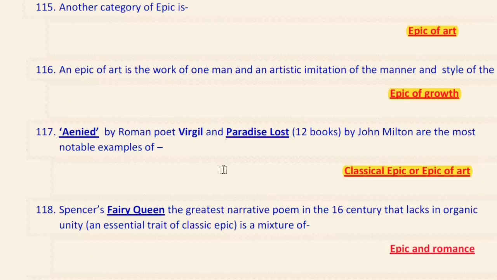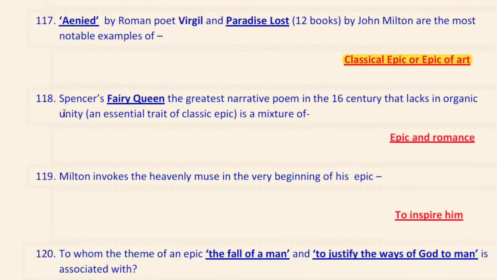Okay, let's see question number 118. Spenser's Faerie Queene, the greatest narrative poem in the 16th century that lacks organic unity, which is an essential trait of classic epic, is a mixture of. The answer is epic and romance.